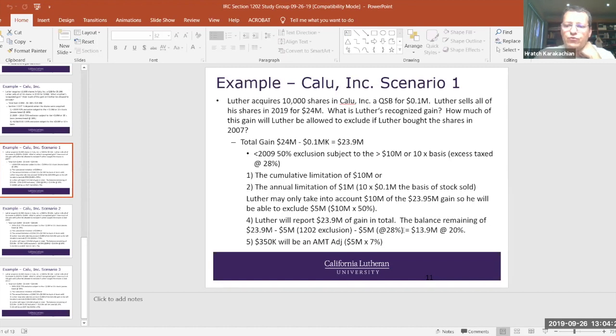So he was able to get some type of a benefit here. And of course, let's not forget about the AMT adjustment. Where this makes a difference, I'll jump over to the 100% example.